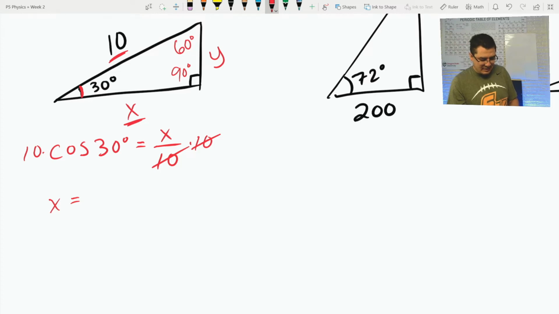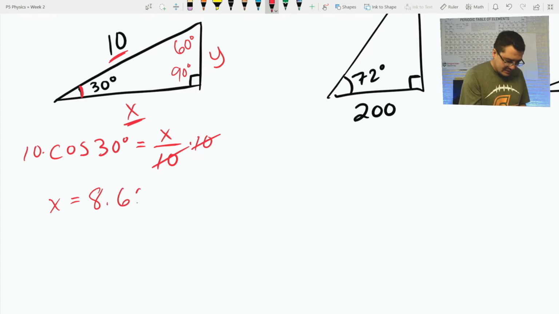10 cosine 30 comes out to 8.66. We'll just round it to the hundredths. I'm not going to be too worried about sig figs at this point. So 8.66, do your reality check. It should be shorter than the hypotenuse.